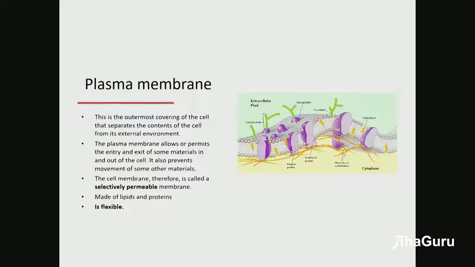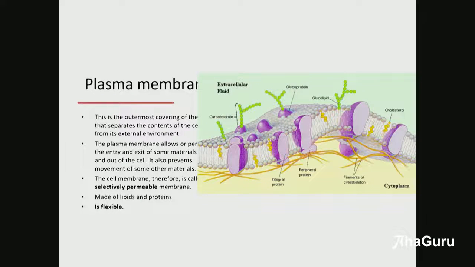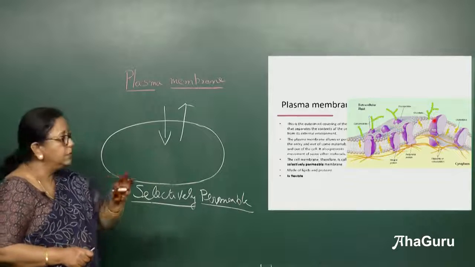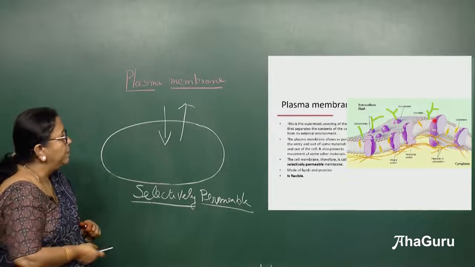Let me show you here. See this. The cell membrane is made up of two different organic molecules, which are known as proteins and lipids. You can see in this picture, this purple colored structure are all proteins, and those round globe-like things in between are all lipids. So basically it is made up of proteins and lipids. This is about the plasma membrane.